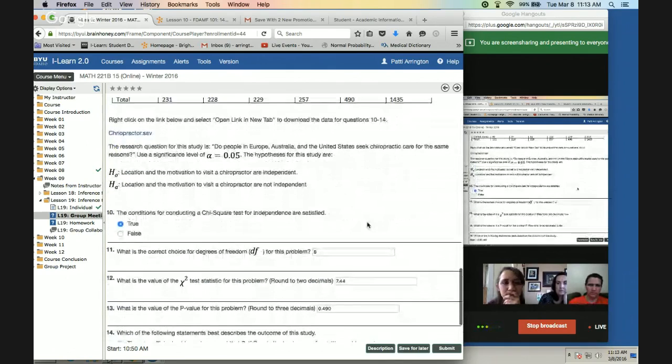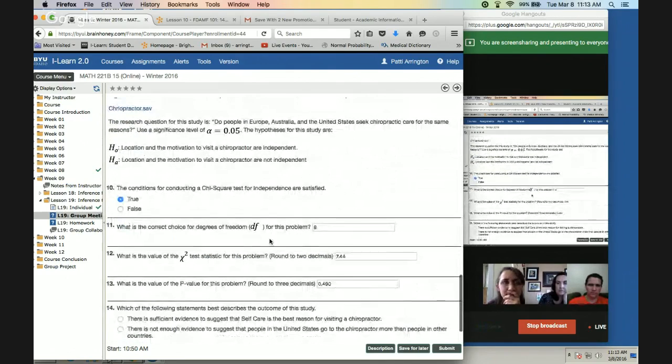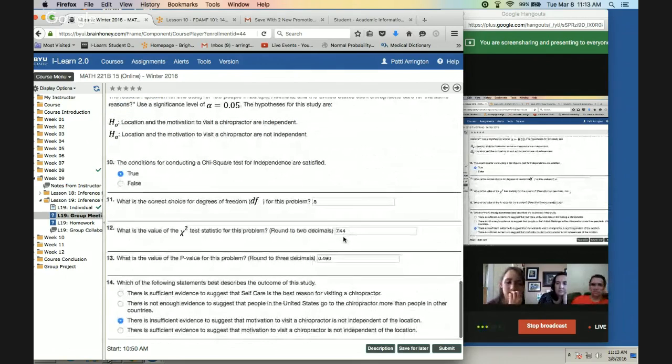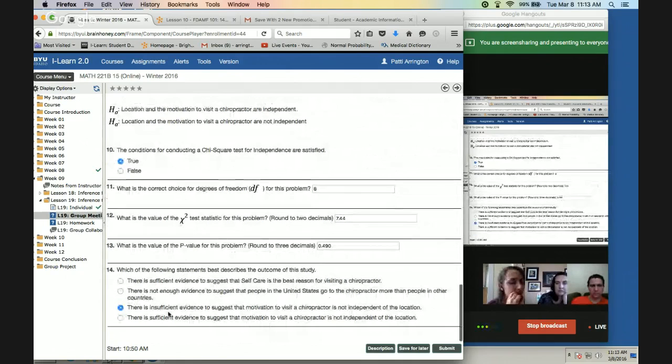10 is true. 11, the degrees of freedom are 8. 12, x squared is 7.44. 13, the p-value is 0.490, and 14 is there is insufficient evidence to suggest that motivation to visit a chiropractor is not independent of the location. Yep.